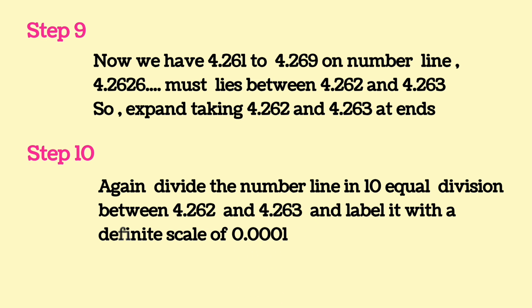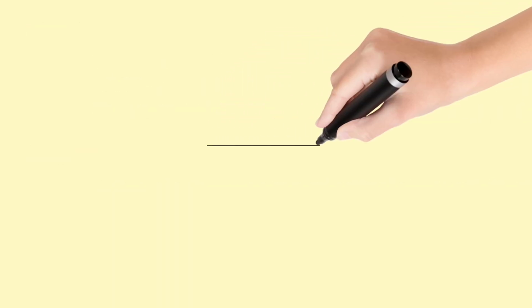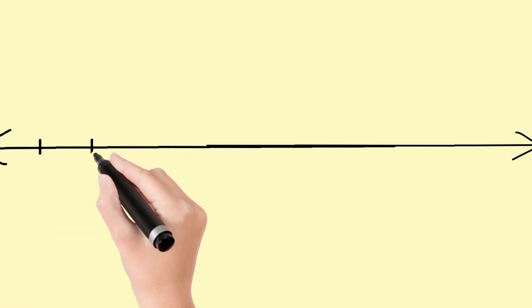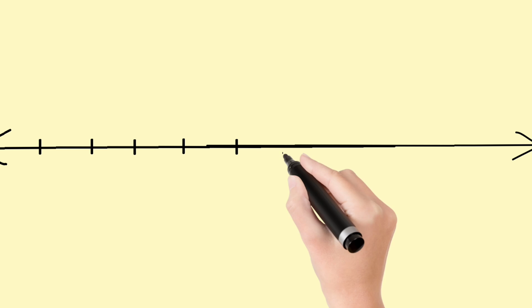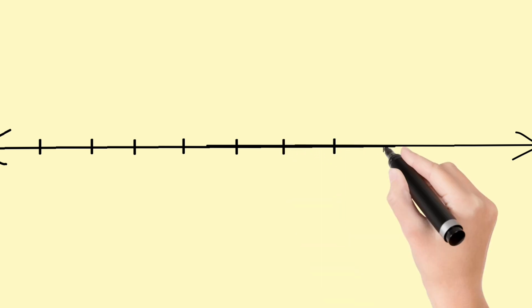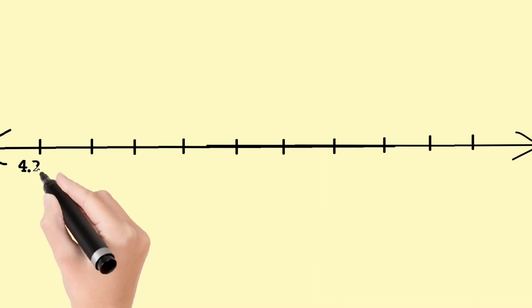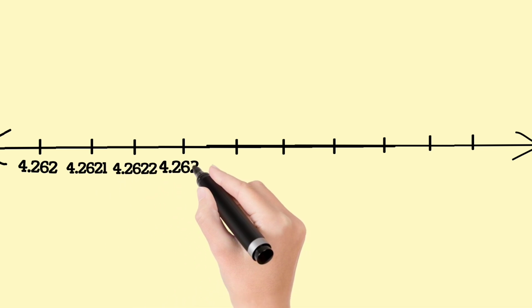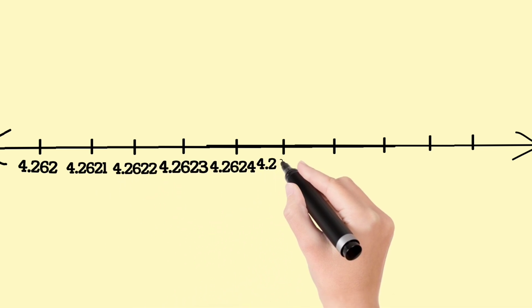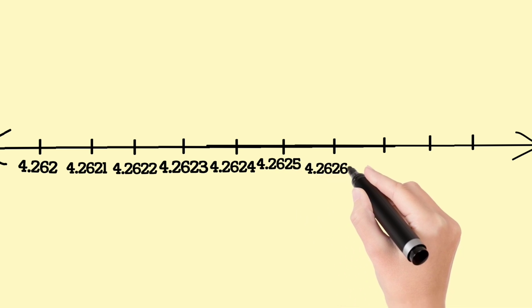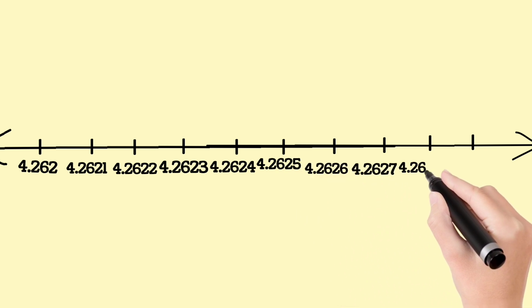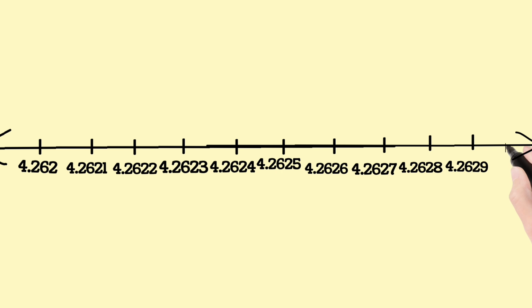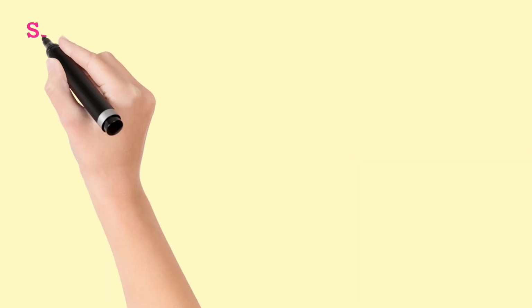definite scale of 0.0001. Now draw a number line with an arrow at both ends and divide this number line equally into 10 divisions with a scale of 0.0001 and mark it with 4.262, 4.2621, 4.2622, 4.2623, 4.2624, 4.2625, 4.2626, 4.2627, 4.2628, 4.2629 and 4.263.